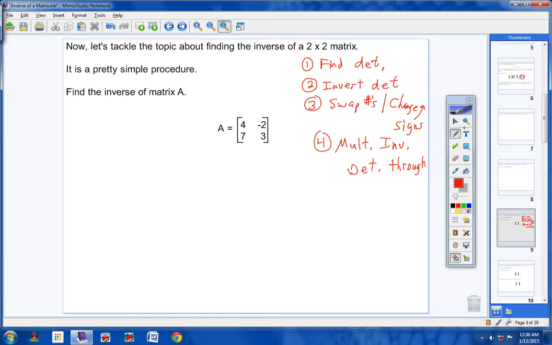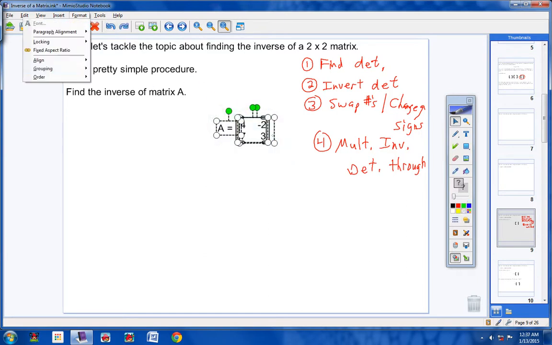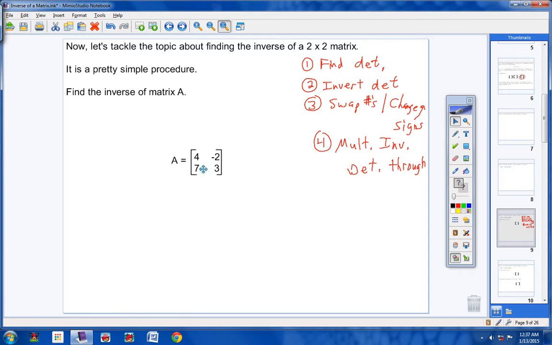So here we go. Let's take this and slide it over here and get a little room. Alright, now, step 1 is find the determinant. So, multiply up, you get negative 14, so I'm going to put a positive 14. Multiply down, we get 12, so I'm going to put 12. So your determinant is 26. Step 2, invert the determinant. So, 26 is really 26 over 1. So if we flip that, we get 1 over 26.